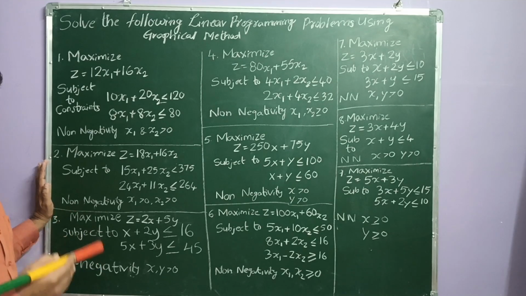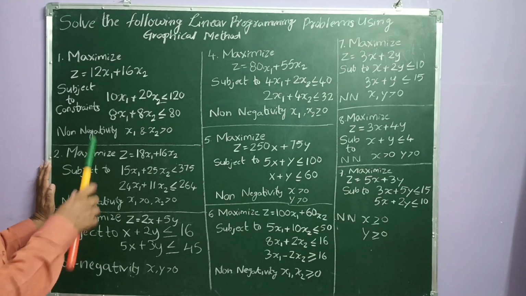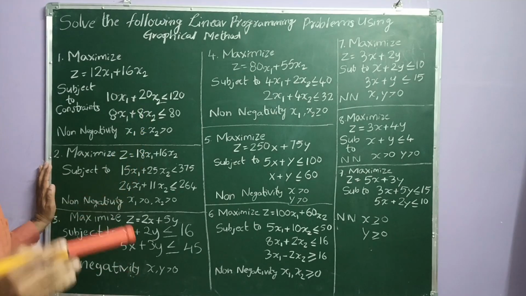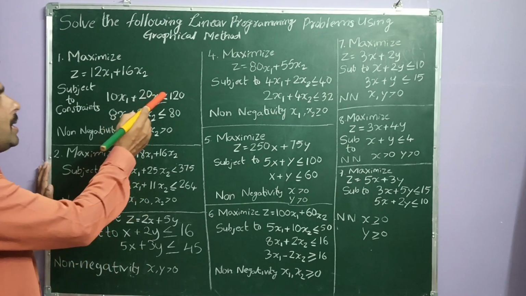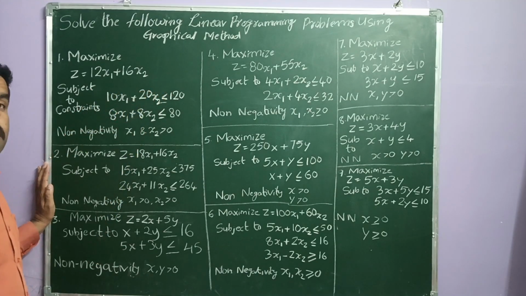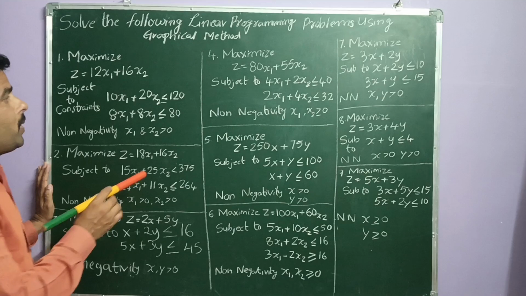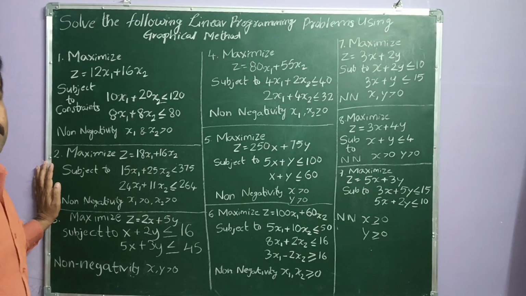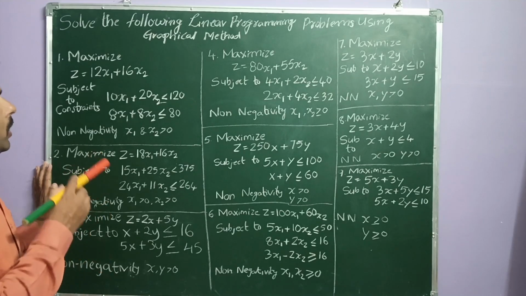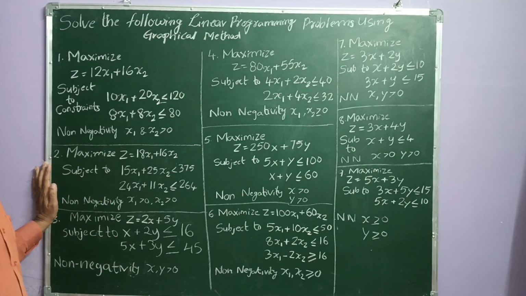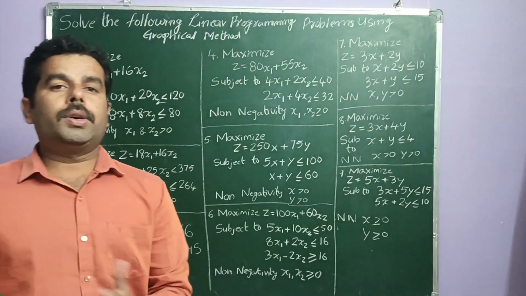So first, what we have to do? The first step is here. This inequation should be converted into an equation by removing the less than or equal to sign in the maximization method, and the greater than or equal to sign in the minimization method, and simply putting the equals symbol. Then we need to find out all the corner points. Step number 2 is the representation of a graph.